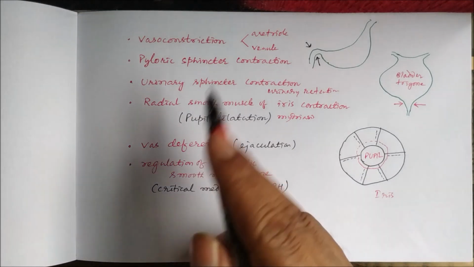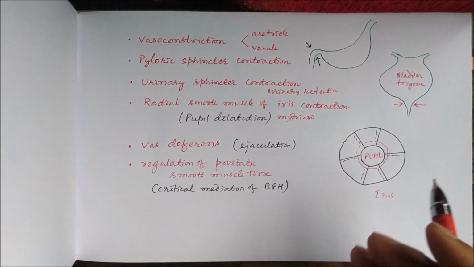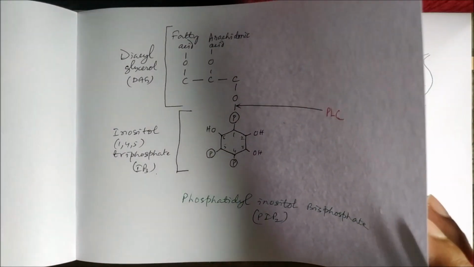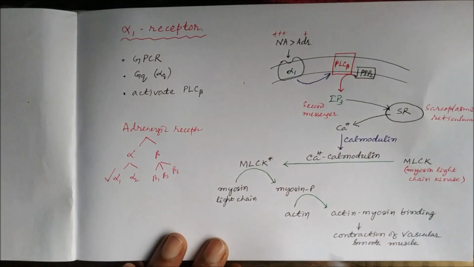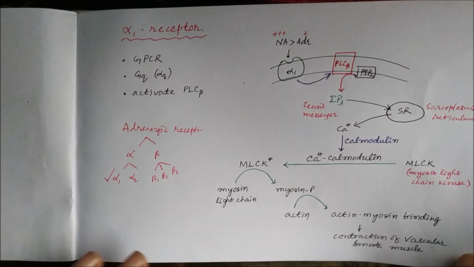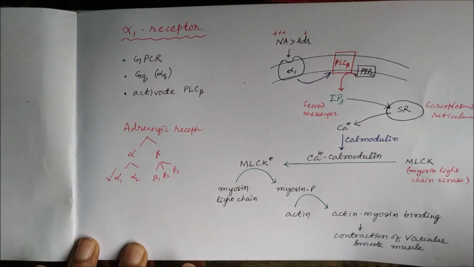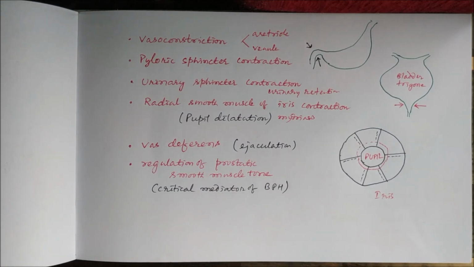So these are the actions, and all these actions are because of smooth muscle contraction, which is mediated by the alpha 1 receptor. Alpha 1 receptor blockers can be used for relaxation of all these smooth muscles. So this is all about the alpha 1 receptor.